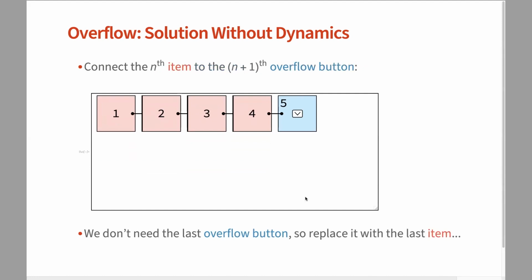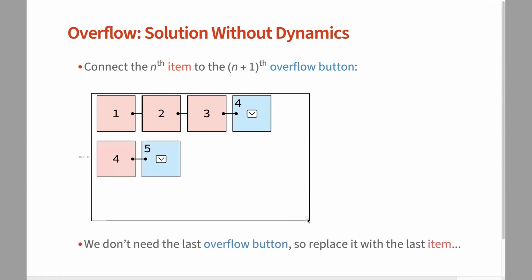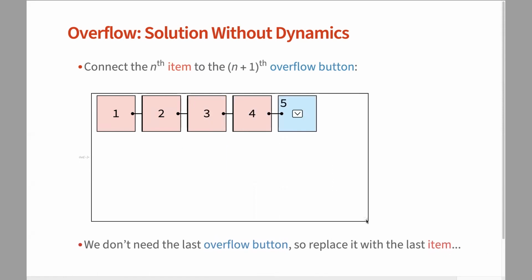Now I'm connecting the nth item to the n+1th overflow button. What does that mean? In other words, overflow button 5, I'm connecting item 4 to it, and then item 3 is connected to overflow button 4, et cetera. If you think about this, when I resize, overflow 5 is going to break away, but because item 4 is attached to it, it's going to take it with it and reveal the next overflow button. And if you look at the top row, it's almost what we want. And then, of course, the final thing is, you don't need an overflow button on the end of the row.